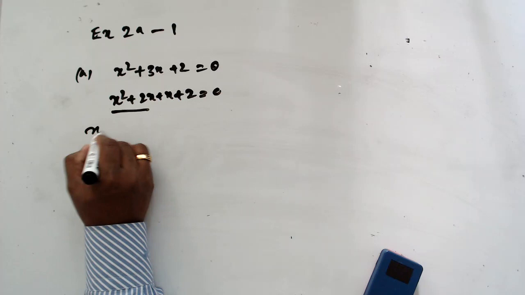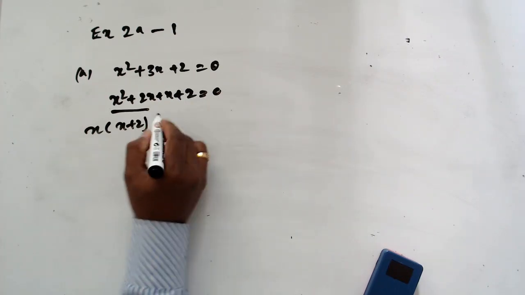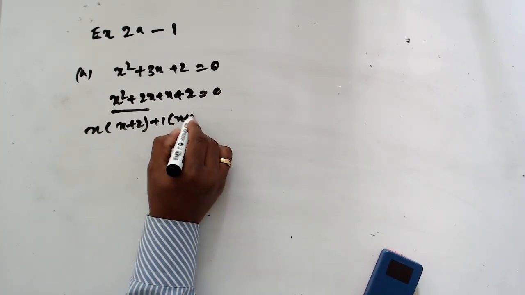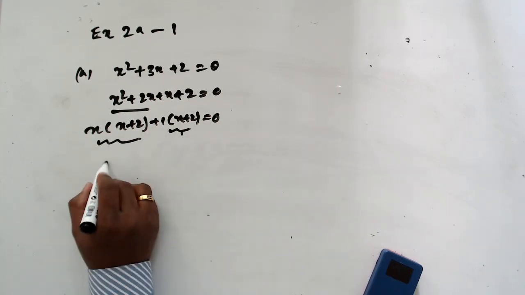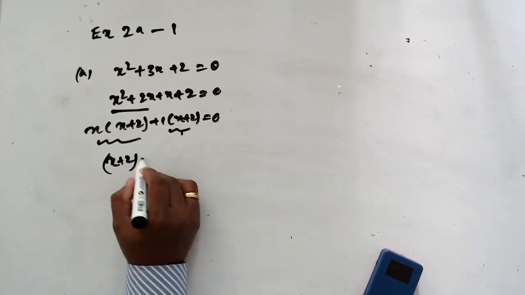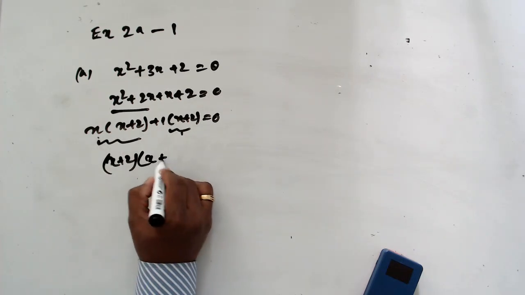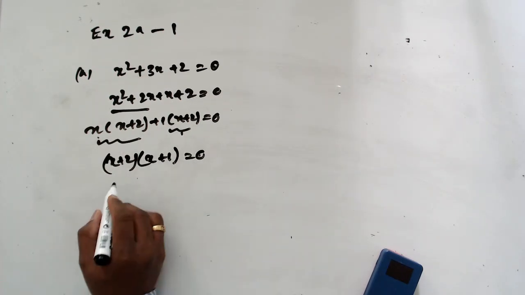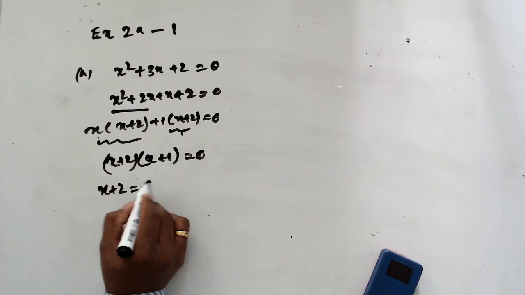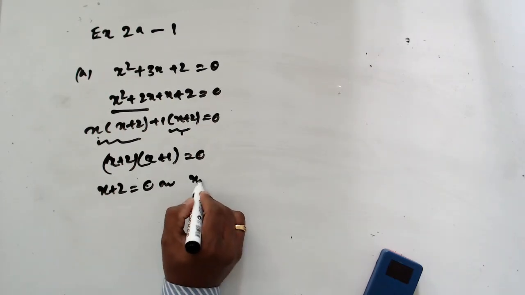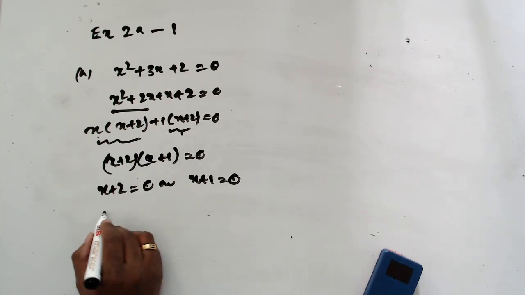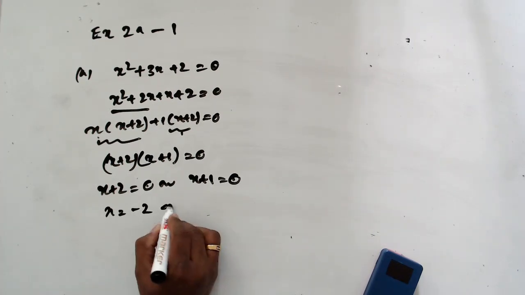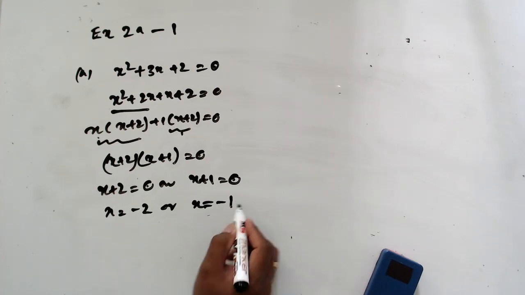So x is common, x plus 2 and plus 1; from both, x plus 2 is common. Then x is remaining here, plus 1 remaining here. Then the answer is x plus 2 equals 0 or x plus 1 equals 0. Then x equals minus 2 or x equals minus 1.